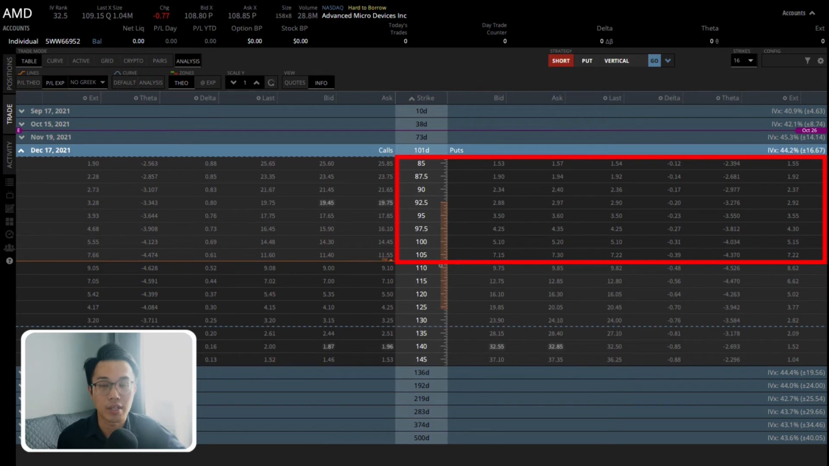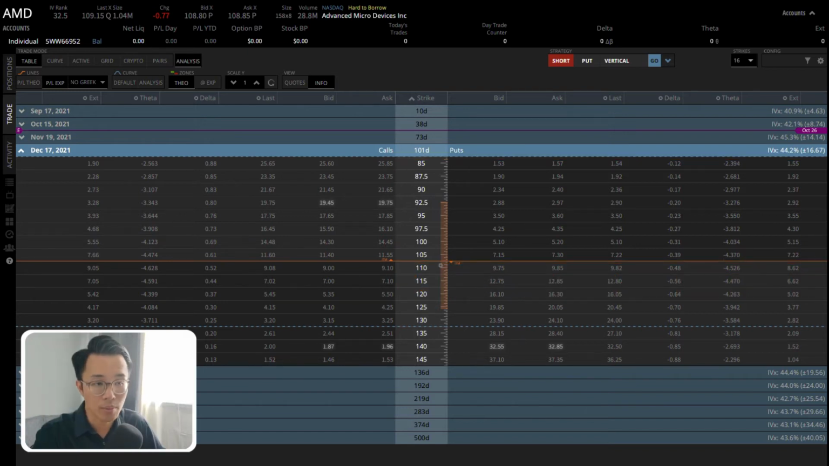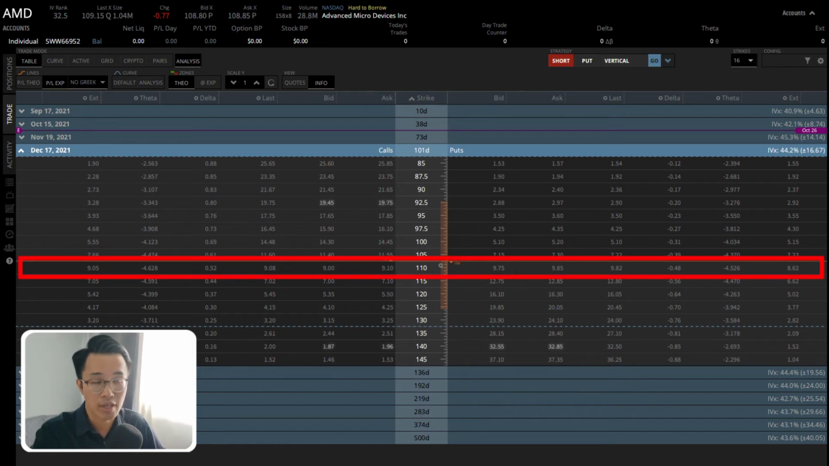So these put options are known as out-of-the-money put options. If I own any of these put options, I have the right to sell shares at these prices, but they are not better than the current market price. So the options with the strike prices that are the closest to the current share price, this is known as the at-the-money options.